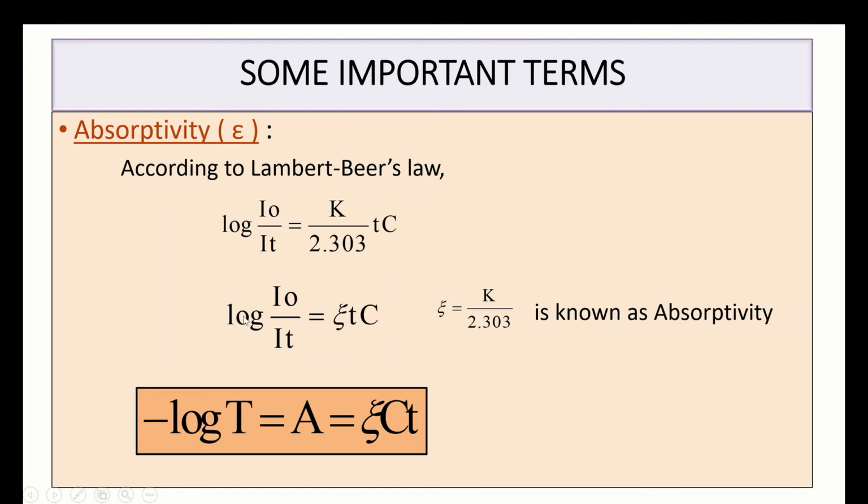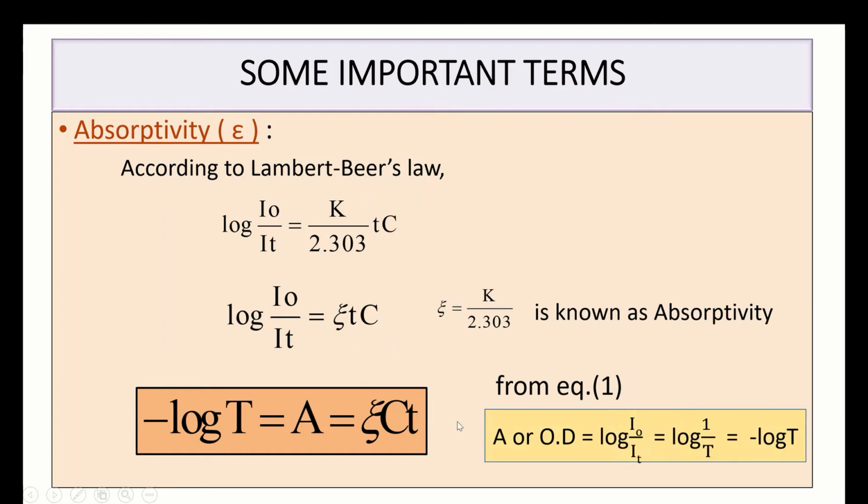See, from the above equation, log I0 by IT, as we have taken from equation 1, we have absorbance is equal to log I0 by IT. So instead of this, we can write A. So we can write absorbance is equal to epsilon into C into T. Now see, here we have epsilon, that is absorptivity, as a constant term. T, that is the thickness of the medium, the path length, is also constant we are taking.